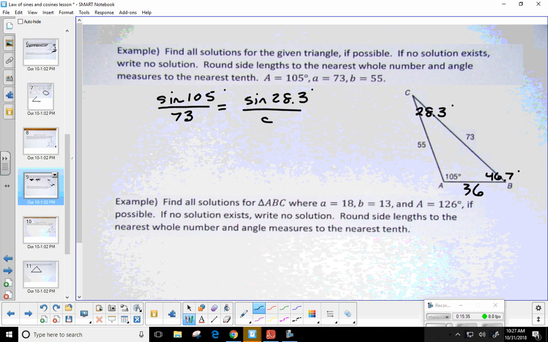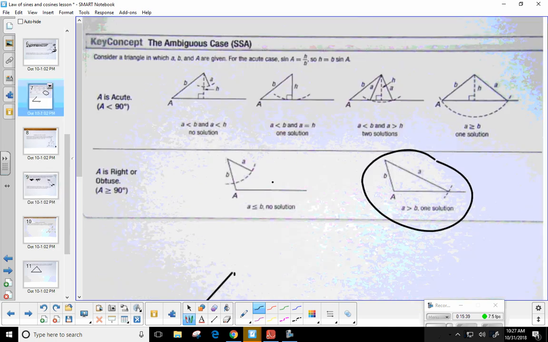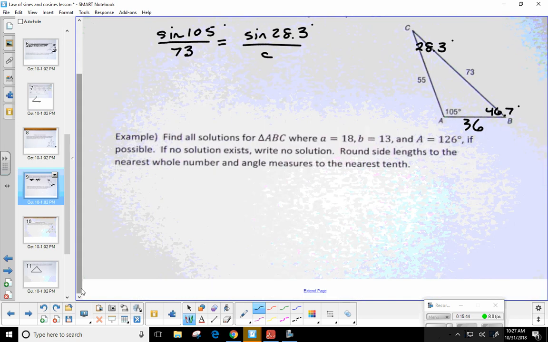So this next one, I'm not necessarily going to solve the triangle here, but again, I just want to really work through the table. So this one says, find all solutions if they exist. Round side length to the nearest whole number, and all that good stuff.